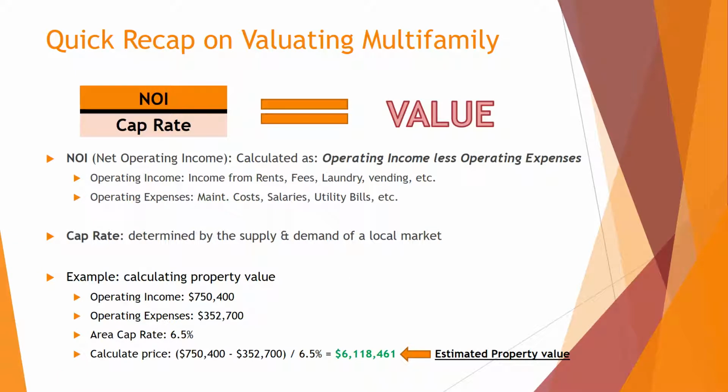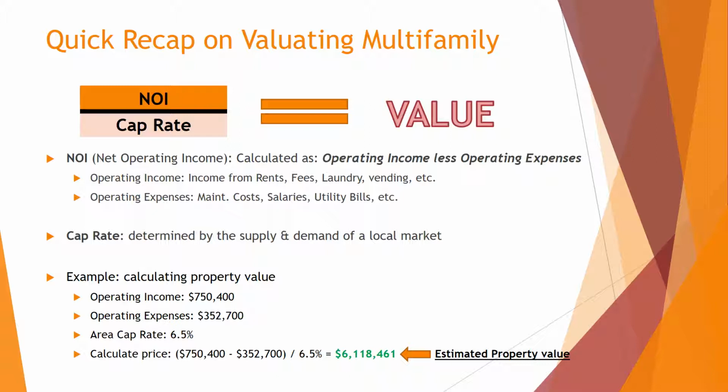So before we start talking about the 50% rule, let's do a quick recap on how we evaluate a multifamily property. The formula is net operating income divided by cap rate, and that's the value of the property. NOI, net operating income, is calculated by taking your operating income less your operating expenses. Operating income can be your income from rents, the application fee, the late fee, laundry income, vending machines, and so on. Operating expenses are your maintenance cost, your salaries, your utility bills, and so on.